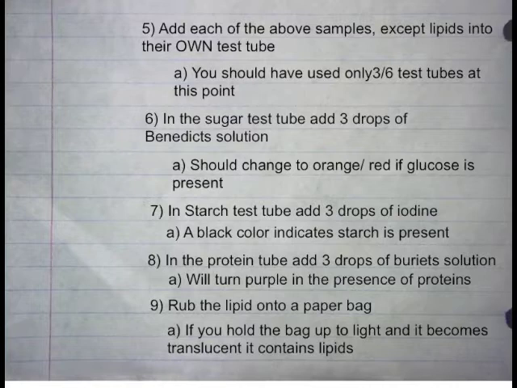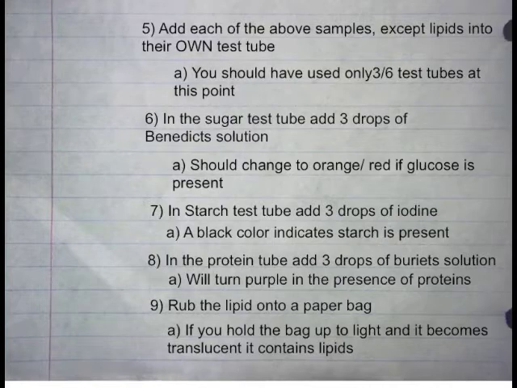In the sugar test tube, add 3 drops of Benedict's solution. It should change to an orange or reddish color if glucose is present. In the starch test tube, add 3 drops of iodine. A black end color will indicate starch is present. In the protein tube, add 3 drops of biuret solution. It will turn purple in the presence of proteins.